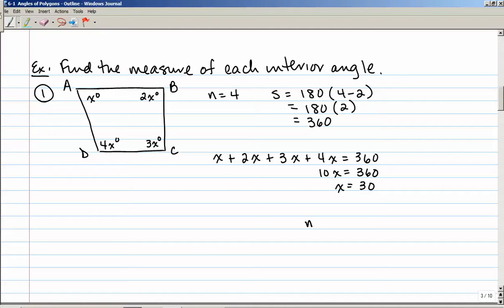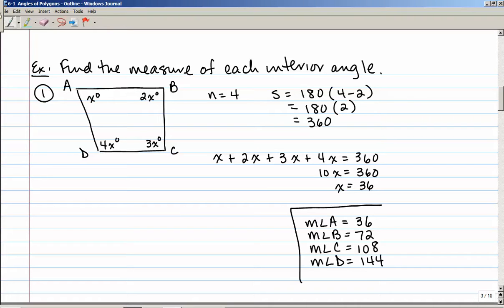So that means the measure of angle A, since it's equal to x, is equal to 36. Sorry, mistake, not 30, 36. The measure of angle B is 2 times x, which is 72. The measure of angle C is 3 times x, which is 108. And the measure of angle D is 4 times 36, or 144. You could check this by adding up those numbers, and they should add up to 360, because the sum of the interior angles of a quadrilateral, a 4-sided polygon, is 360.